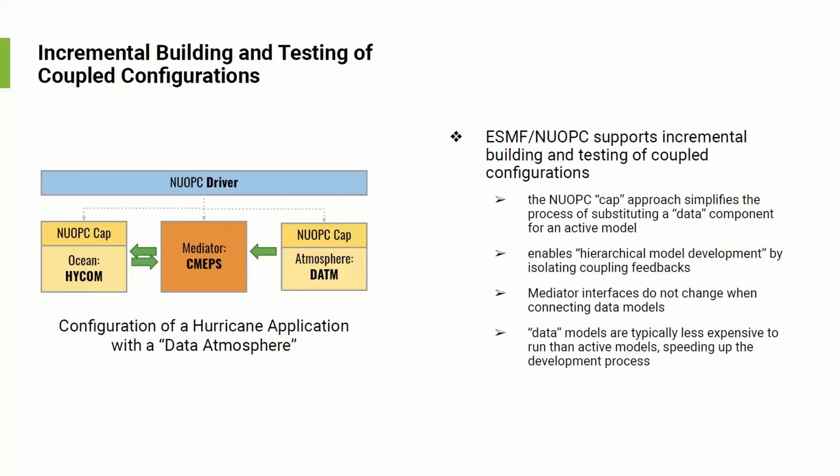This approach also supports incremental building up of coupled systems, because the same interface can be used to introduce what we call data components into the system, where you don't have to run an entire active prognostic component. You can introduce forcing fields into the coupled system without making any changes to the coupling interface. This is a huge advantage to speed up development time while building the system, since you only need to run one or two active components and you can force the rest from file.